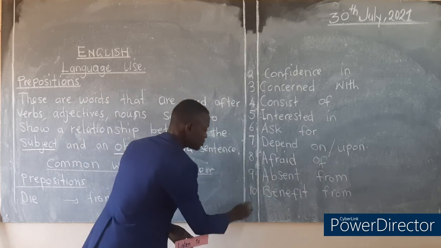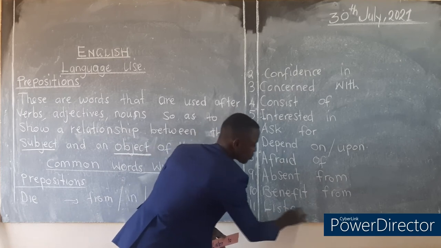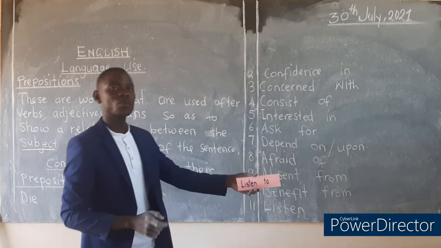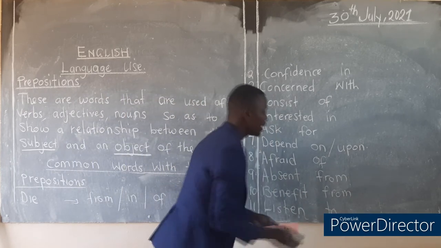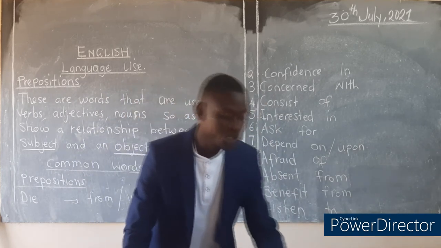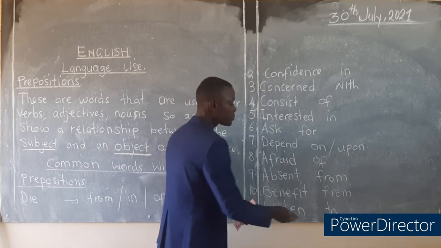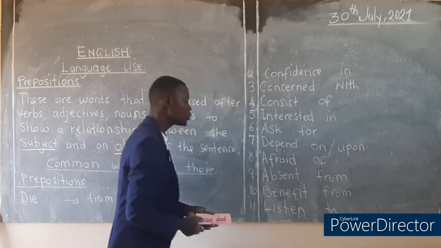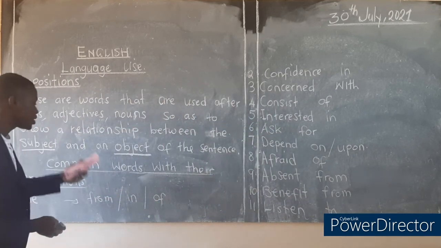Listen. What is the preposition of this word listen? It is to. Just like we say, I'm listening to the news. Because they use the preposition to when they use the word listen. So we'll also continue looking at them.